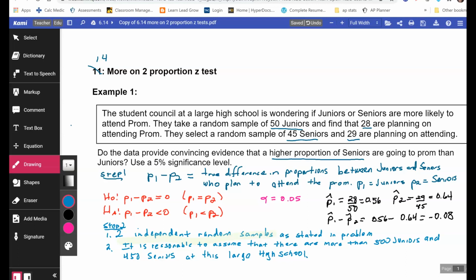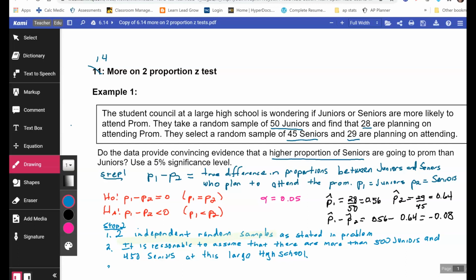The reason for this condition is since we're withdrawing without replacement, and we don't want one result to affect another result. The reason for the first condition is the random samples allow us to generalize to the overall population of interest, which in this case is the large high school.